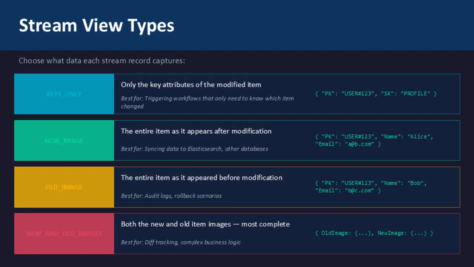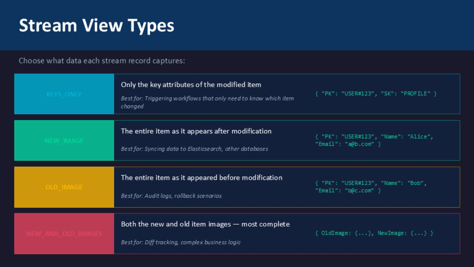Before we look at use cases, let's talk about stream view types, because this affects what data you actually get in the stream record. There are 4 options. The first is keys only, where the stream record only contains the primary key of the changed item. This is the lightest weight option and is great when your downstream process just needs to know which item changed and not what the data is.